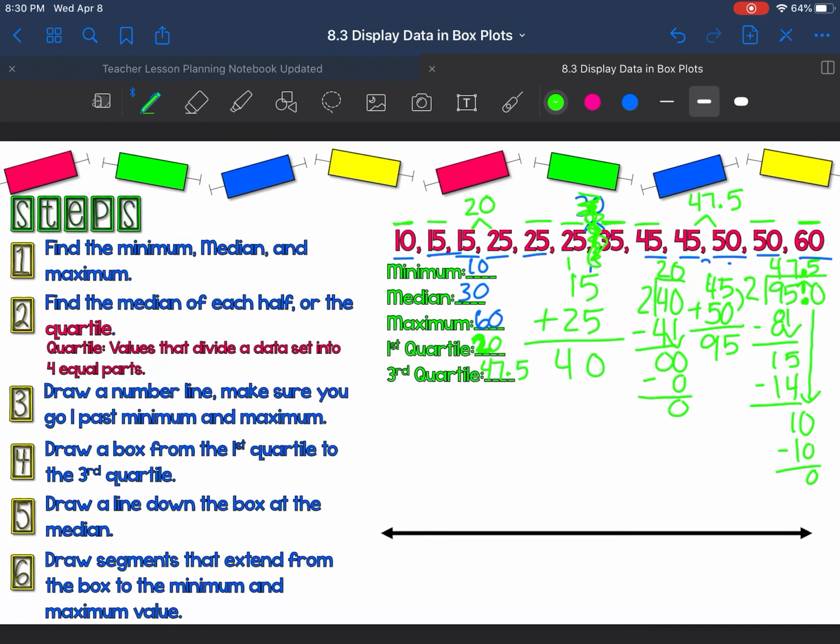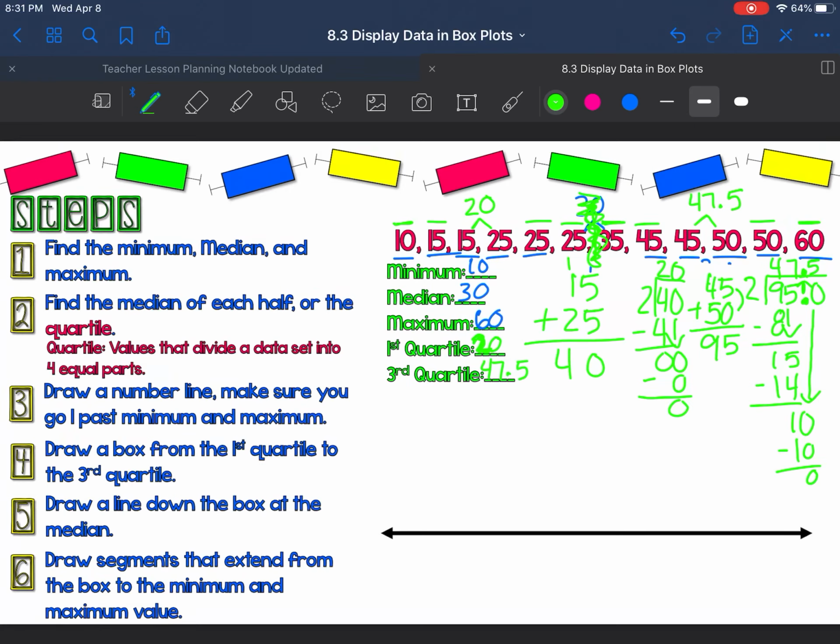So now that I have that, I can graph. Now, we talked about this earlier. For just a split second, I said that you can do any line numbers that you want on your number line. However, you can't always go by 1. For instance, my minimum is 10. My maximum is 60. That's a lot of numbers, guys.